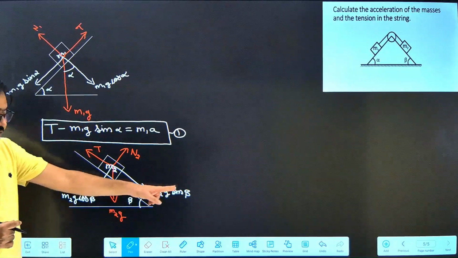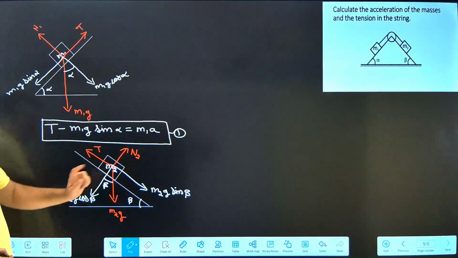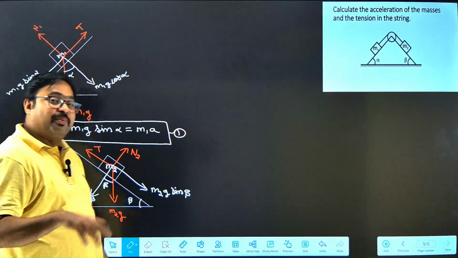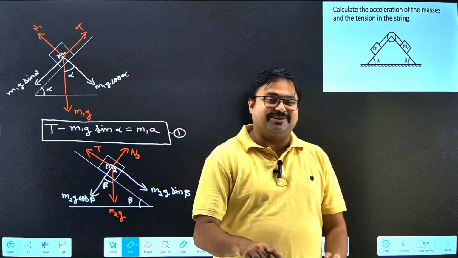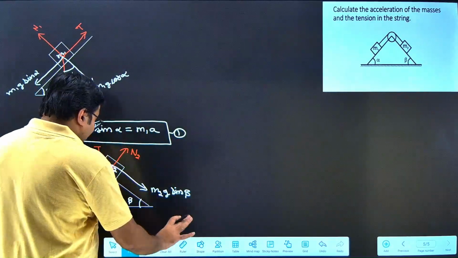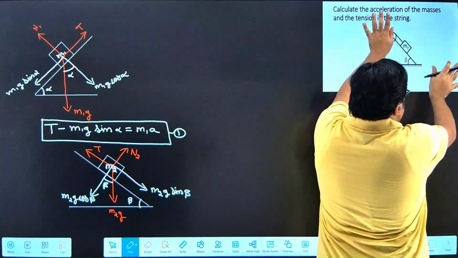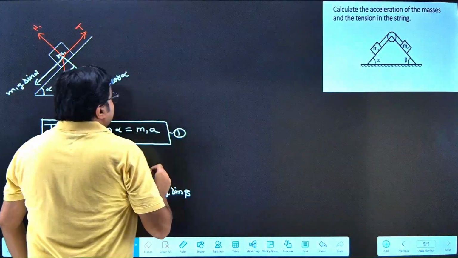Now that's what it's going to be. Once you figure this out, it's again very easy to write down the equation. I'd like you to pause the video here and write the equation for yourself. But let's do this. Obviously, m2g is now going to go down because this was going up. This is going up. This is going down. So m2g sin beta is greater.